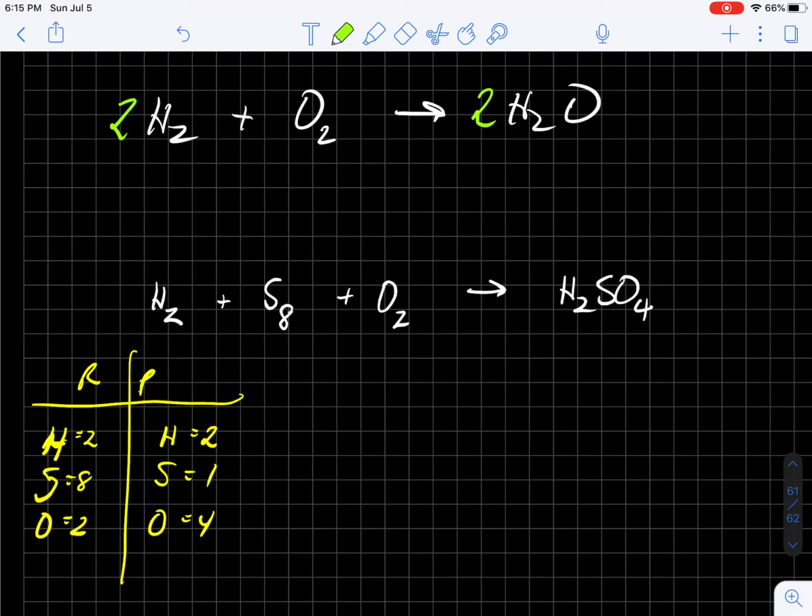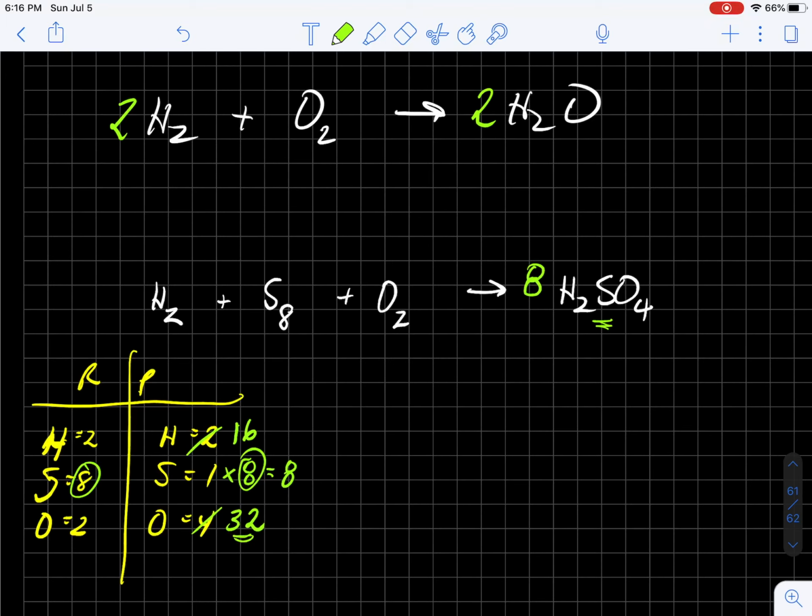My advice to students is when you have an element that has a lot of atoms, like this sulfur has 8, let's start with that. Let's make our first guess the balancing of sulfur. I'm going to need to take this 1 and multiply it by 8, so I'm going to put the 8 out in front of the compound that has sulfur in it. That's going to give me 8 sulfur atoms. Now I'm going to redo my inventory. I have 16 hydrogens, 8 times 2, and I have 32 oxygens on that side, 8 times 4.